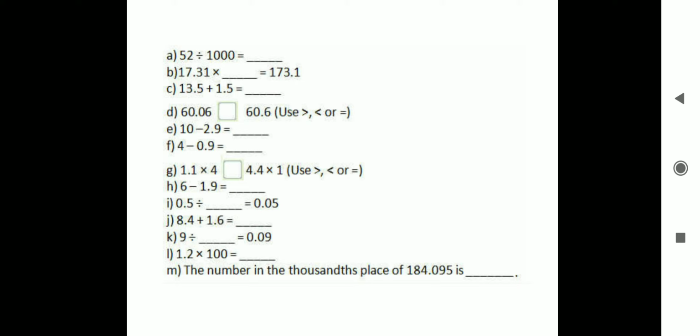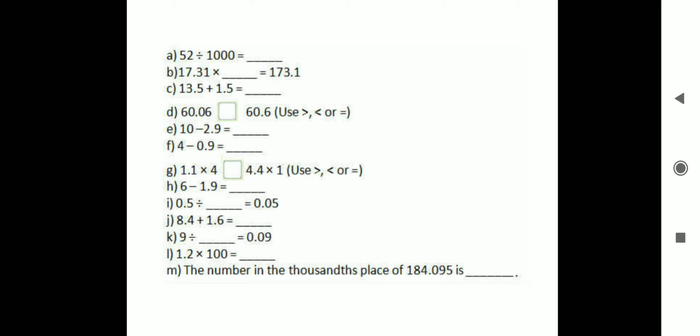Okay, same way next is 10 minus 2.9. So you will write 10.0 minus 2.9. We cannot subtract 9 from 0, so you have to borrow from 10. Cut 10 and write before number, that is 9. So now it will be possible for you to do the calculation. Next is 4 minus 0.9. Same way here also, 4.0 minus 0.9. You have to work out, children, these sums. As I have told you that I am providing you answers, so you can check your answers also.